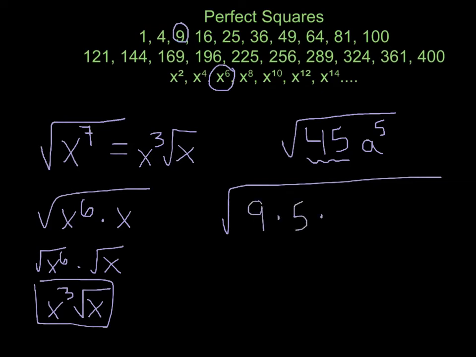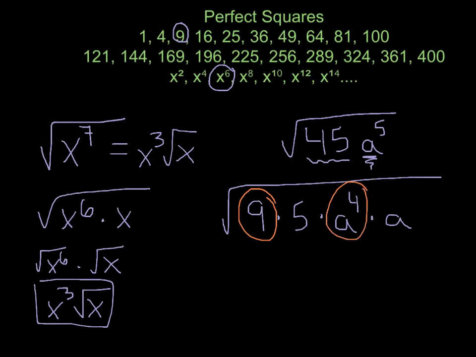And then a to the 5th, I want to break up, and when you have the exponents, you always subtract 1. So we have a to the 4th times a. So I break them up, and then I can take the square root of all of them. And what I like to do, just to shorten up my steps a little bit, I circle my perfect squares. These are my two perfect squares.